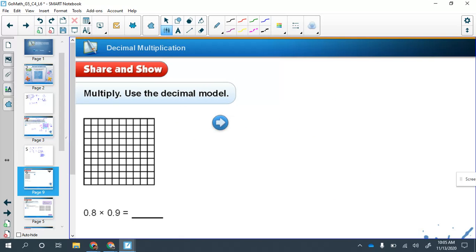Okay, so here we have our model. We have 8/10 times 9/10. So I'm going to label it. So across the top, I'm going to have 9/10. I'm going to write it right here because I don't have quite enough room. And going this way, I'm going to have 8/10.